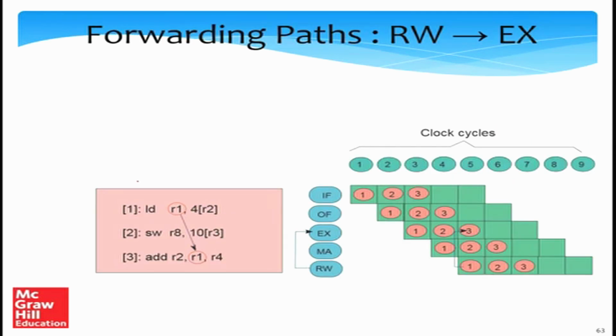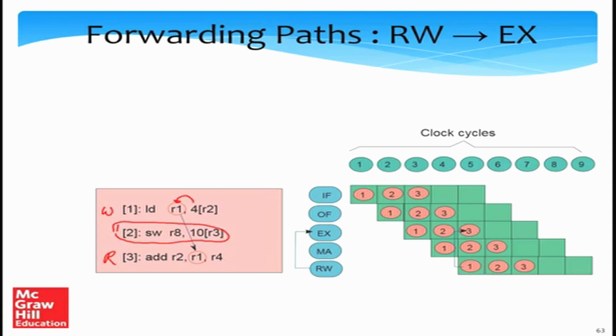Alright, let's take a look at the next forwarding path, which is RW to EX. So RW to MA we have seen, let's see RW to EX. So let's have a load instruction which again reads the value into register R1. Then let's assume a store instruction which is absolutely independent, so it accesses a different set of registers. And then we have an add instruction that has a RAW dependence with the load instruction, instruction 1. So it reads register R1.